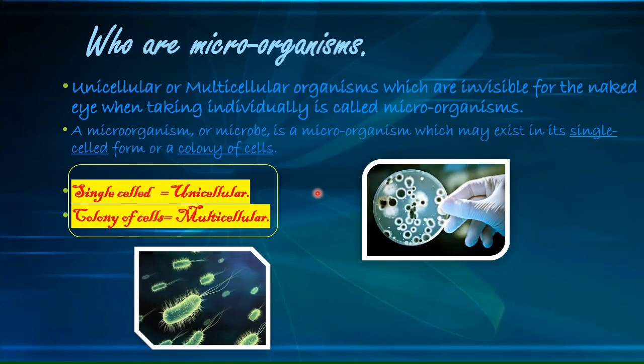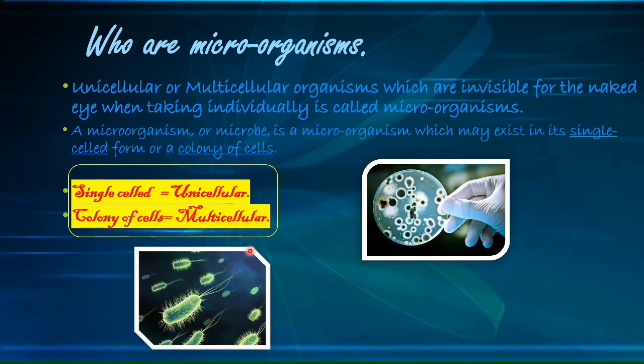Microorganisms. Who are microorganisms? Unicellular or multicellular organisms which are invisible to the naked eye when taken individually are known as microorganisms. A microorganism or a microbe may exist in its single-celled form or as a colony of cells. A single cell is similar to unicellular, and a colony of cells is similar to multicellular. Unicellular and multicellular are the scientific words that we use when doing science.